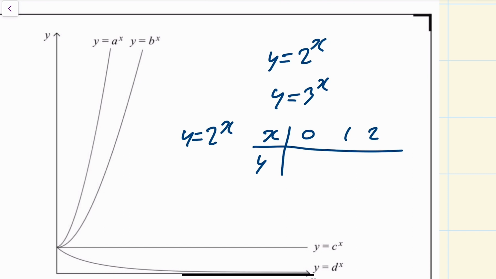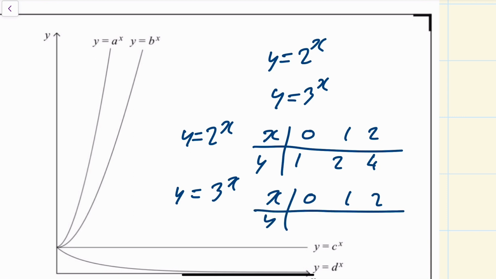So 2 to the power of 0 would just be 1, because anything to the power of 0 is just 1. 2 to the power of 1 would be 2, and 2 to the power of 2 would be 4. So if you did y equals 3 to the power of x, and again x equals 0, 1, and 2: 3 to the power of 0 is 1, 3 to the power of 1 is 3, 3 to the power of 2, so 3 squared, is 9. So you can see this one is going up more quickly.